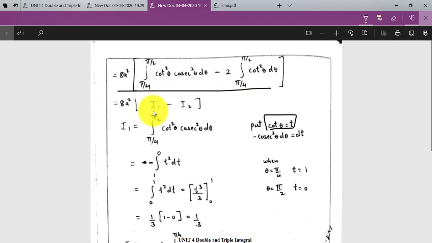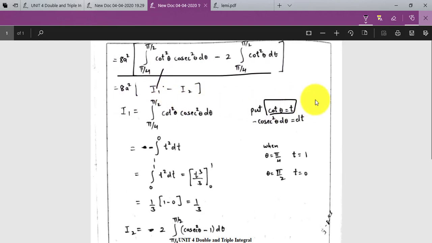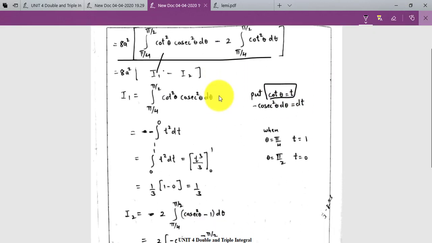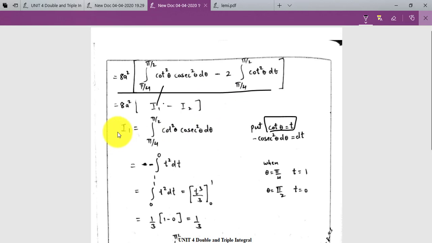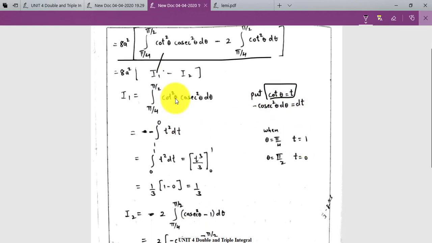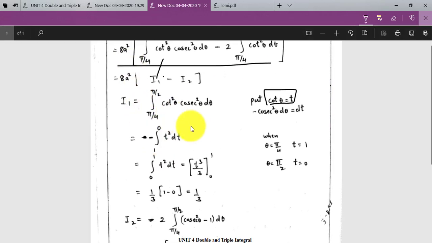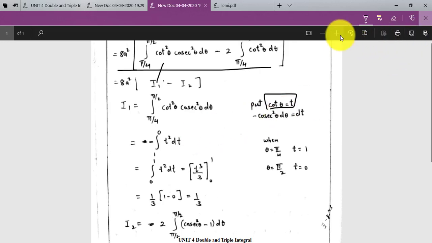Now when this is your equation, I will take this as I1 and this as I2. Now I1 is the integral from pi by 4 to pi by 2, so if I take the substitution cot theta equal to t, therefore dt is minus cosec squared theta d theta. Now this turns out to be, that is again if I substitute, sorry, let me think, it's not working.